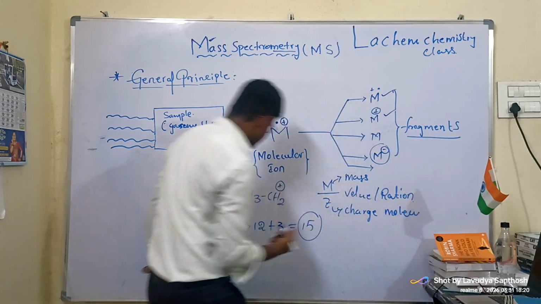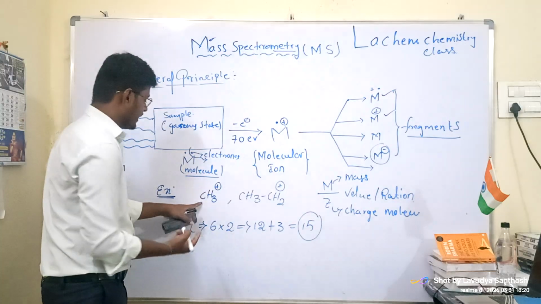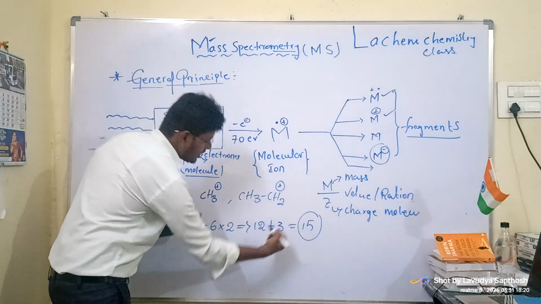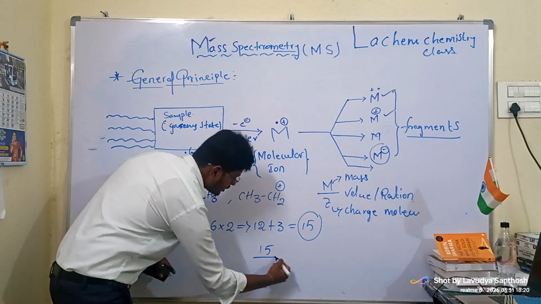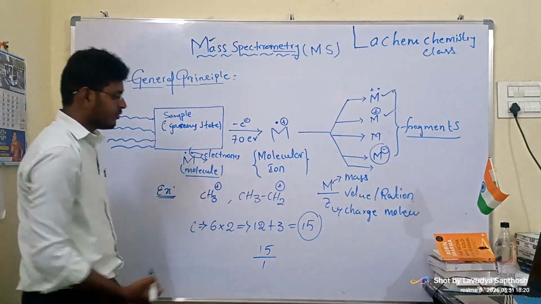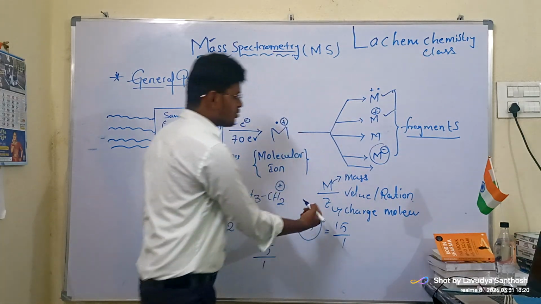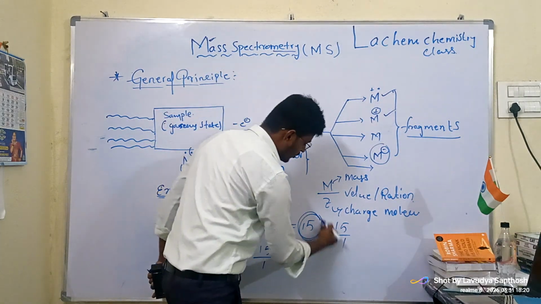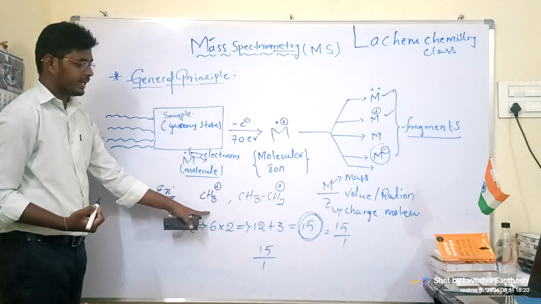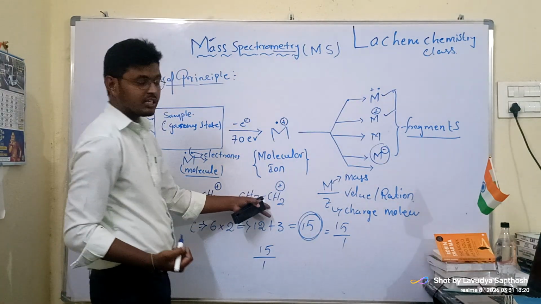Now you see, what is the mass of CH3 carbocation? The mass is 15, divided by charge. What is the charge? Single charge is there, so 1. What can we write here? 15 by 1, nothing but again 15. So this is the m by z value of the carbocation. Now can you calculate for this also?